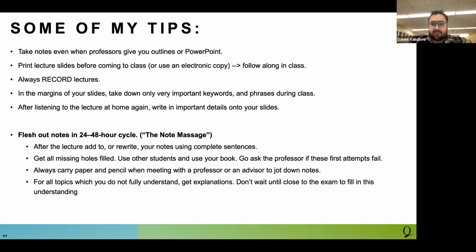My biggest suggestion for you is, if you're studying, you should always be reviewing your notes, polishing your notes, fleshing them out within a 24 to 48 hour cycle. The reason for this is because if you do not, there's a very good likelihood that you'll fall behind. You may forget certain things.